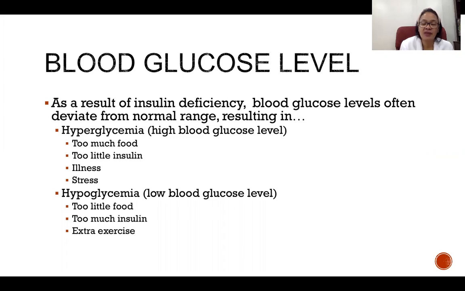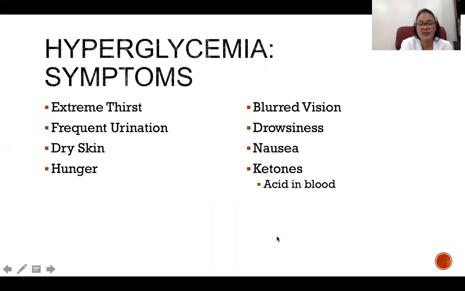So if you have little food, starvation, and then too much insulin, or more exercise. So these are the symptoms when one is having hyperglycemia: extreme thirst, frequent urination, so polyuria, polydipsia. Okay, because of that, there's dry skin, always hungry, so you have polyphagia, and all this.